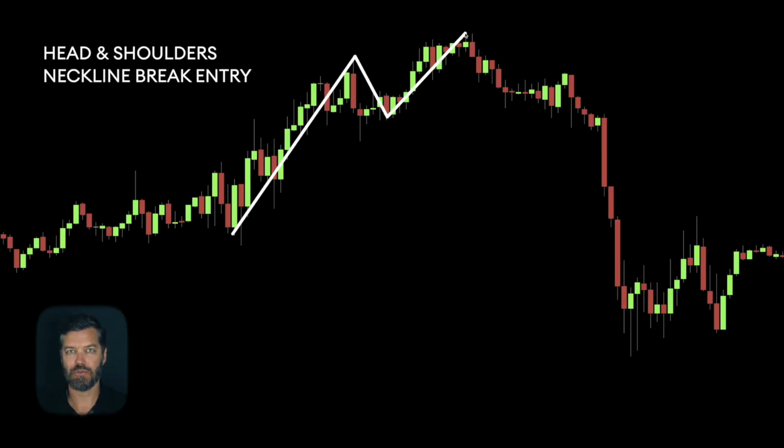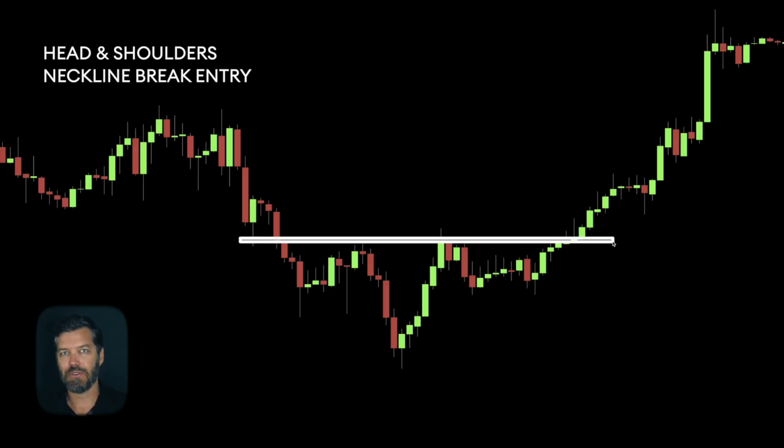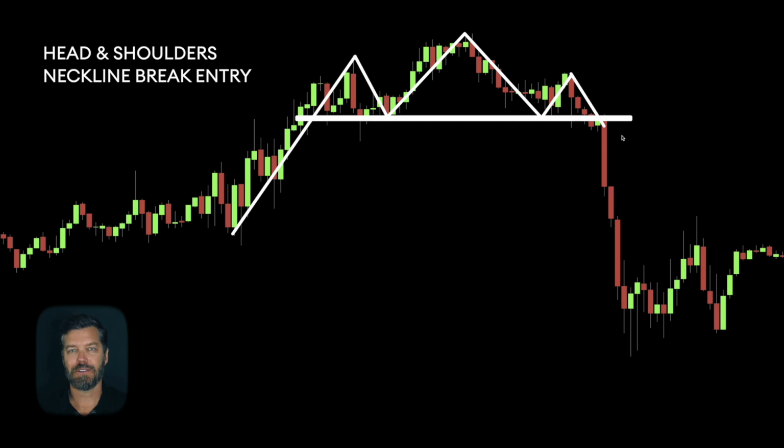Once the head and shoulders pattern is formed, you'll notice that the neckline is drawn based on 2 key points, the lows for the head and shoulders, or the highs for the inverse head and shoulders. The key signal for entering the trade is when the price breaks through this neckline.